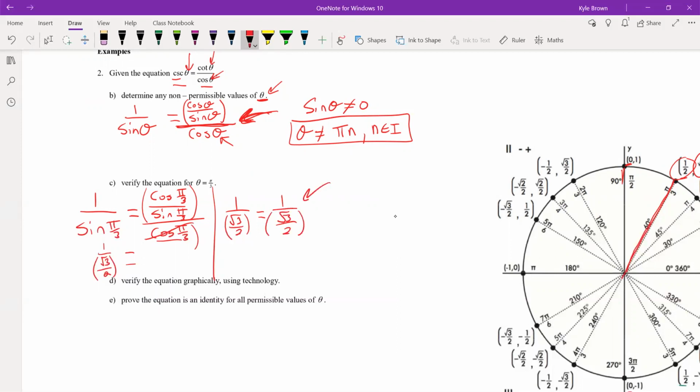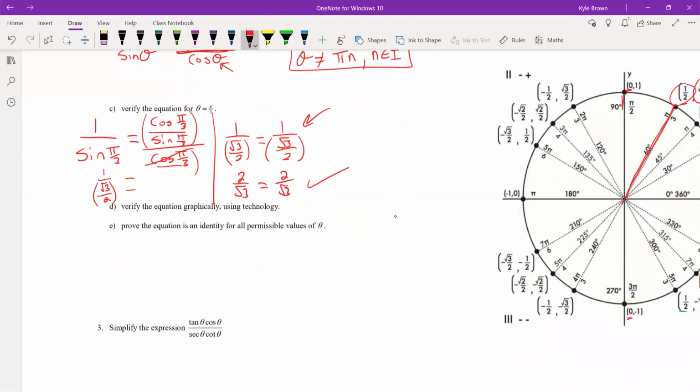So that's looking good now. You could flip this up to the top too, and that's 2 over root 3 is equal to 2 over root 3. Okay, so it is an identity in that case. Typically, you wouldn't even really need to at that point, because we can also prove it using some of our identities and actually canceling things.